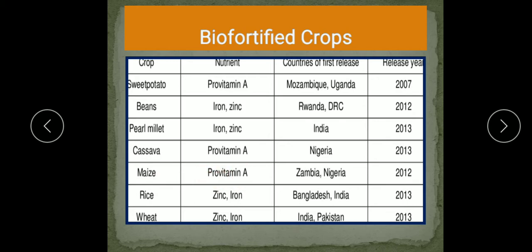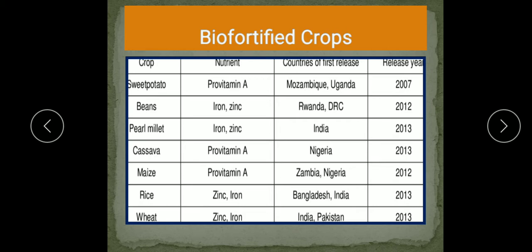Maize, rich in provitamin A, and rice, rich in zinc and iron, were released in Bangladesh and India in 2013. Wheat, also rich in zinc and iron, was released in India and Pakistan in 2013. And in 2000, a hybrid variety of maize was developed which has twice the content of lysine and tryptophan compared to the earlier hybrid maize varieties.